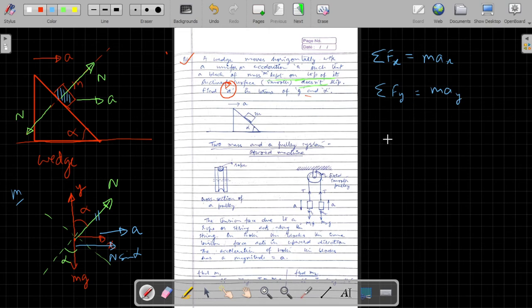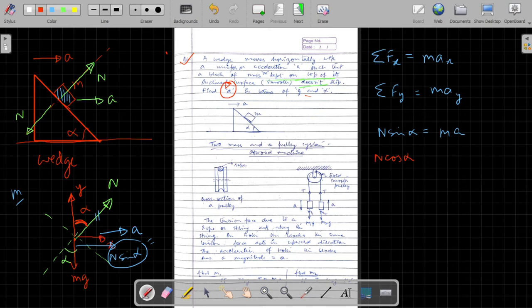So forces along the x-axis: the sum is N sin alpha, which is equal to m into a, since there is no other force along the x direction, only N sin alpha. So N sin alpha is equal to ma, and we know that the component of normal reaction along the y-axis would be the component closer to the angle alpha, which is N cos alpha.